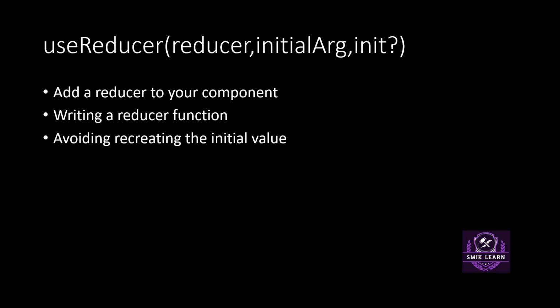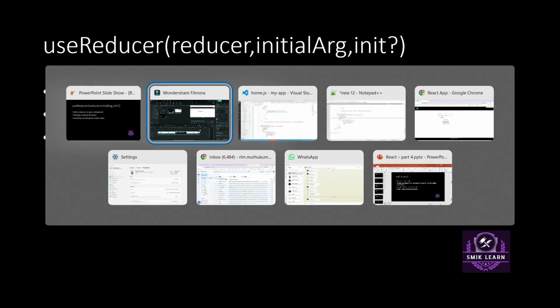So you can add a reducer to your component. You can set the state variables in the reducer, and you can write a reducer function here. It avoids recreating the initial value, so the initial value should not be recreated. That's what the useReducer function does. I'll show you how the useReducer function works in the program.